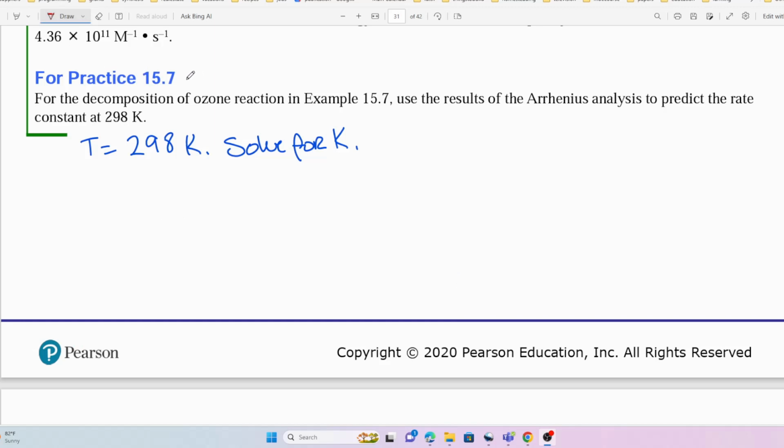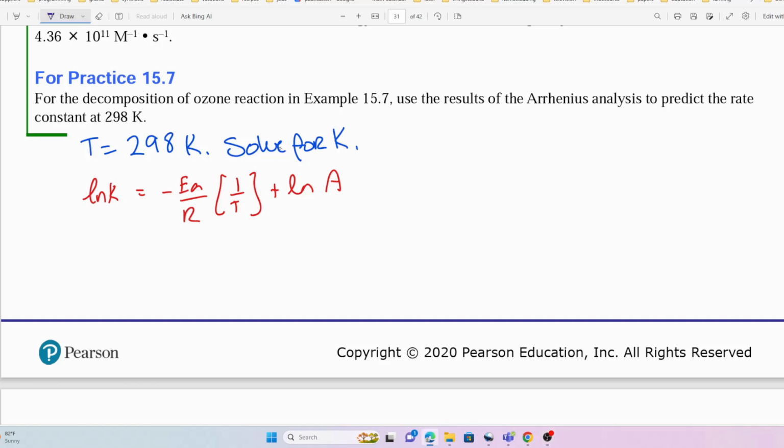Practice 15.7 states, for the decomposition of ozone in example 15.7, use the results of the Arrhenius analysis to predict the rate constant at 298 Kelvin. So basically our temperature is 298 Kelvin, and we're going to solve for k. Our equation is ln of k equals negative EA over R, where negative EA over R is the slope, times 1 over the temperature in Kelvin plus ln of A. So we just need to plug in our new values.